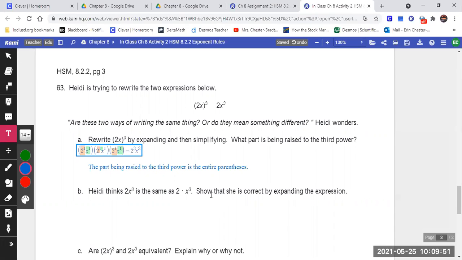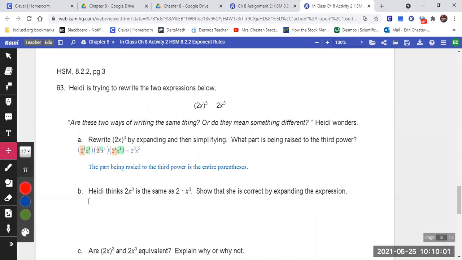Can we find a way to show this is correct? So show she is correct by expanding the expression. How would we expand that? What's another way to write 2 times x to the 3rd power? If we spread it out, what would we spread it out to be? I disagree with that one. Because we're expanding 2 times x to the 3rd power. Look at how they wrote that. Think how that would expand.